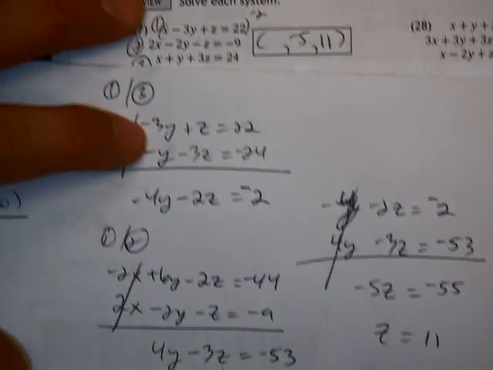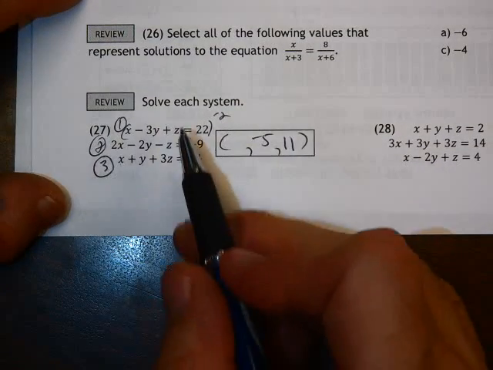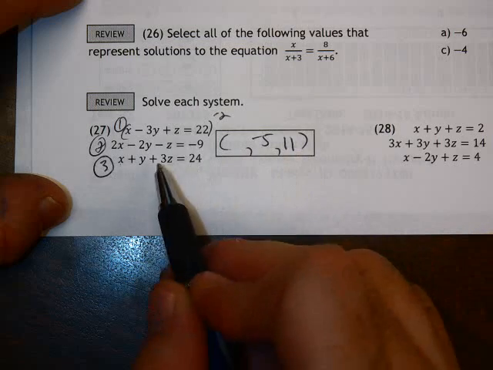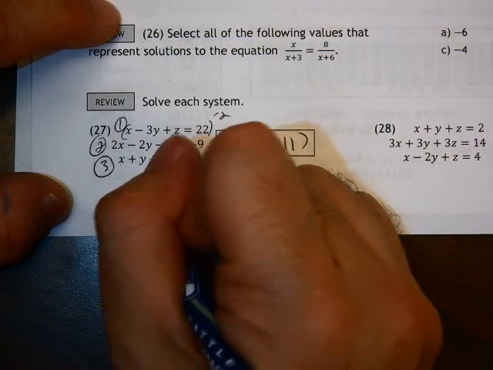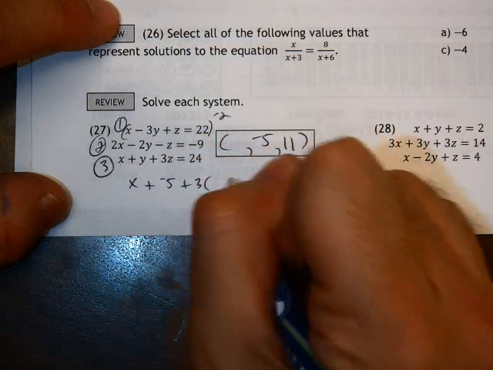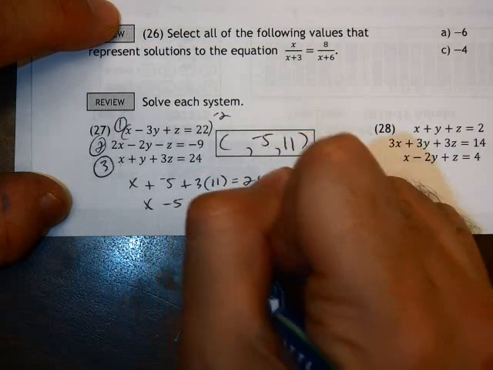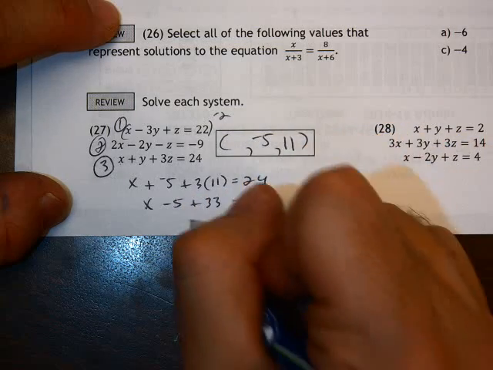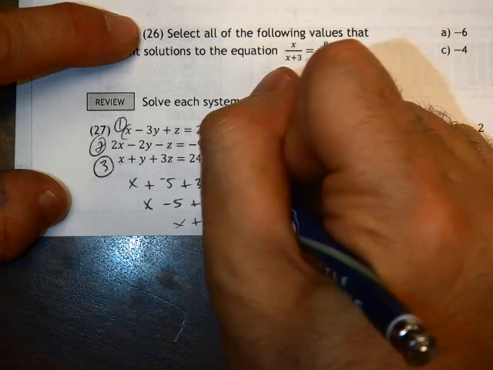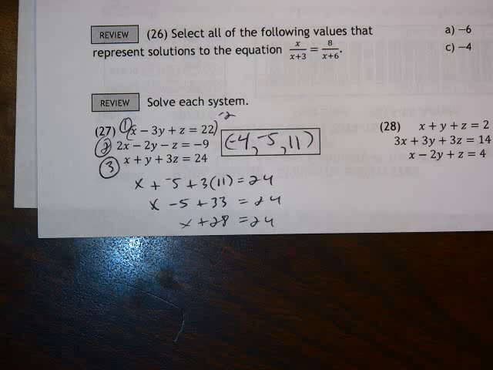And now that I've got the y and z, y is negative 5, z is 11. Now I can go to any of these original equations and just plug these in for both y and z. And this one looks like it's going to be easiest. So I'm going to start with x plus, instead of y, negative 5 plus 3 times z, which is 11, equals 24. X minus 5 plus 33 equals 24. X plus 28 equals 24. Subtract 28 from both sides, and you should end up with negative 4. So my final answer is negative 4, negative 5, positive 11.